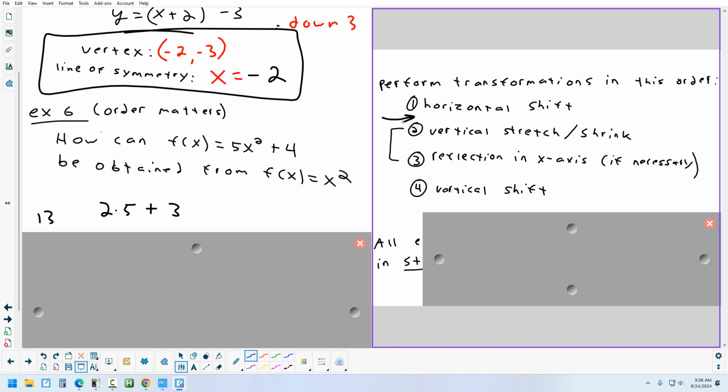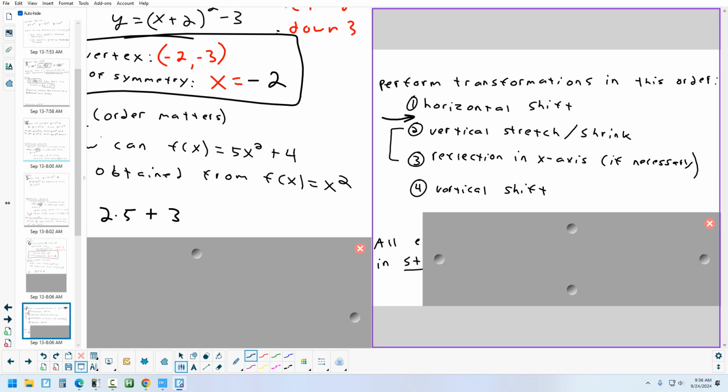So first thing you deal with is any horizontal shifts. Then technically it would be horizontal stretches, but we're skipping that. Then the next thing we would deal with is the vertical stretches, or shrink, compression. Depends on if the number is bigger than 1, smaller than 1. Then if that number that's doing the vertical stretch and shrinking has a negative in front of it, that will cause a reflection. And these are all if necessary. Okay, not every problem is going to have every transformation in it. And then the last thing is the vertical shift.